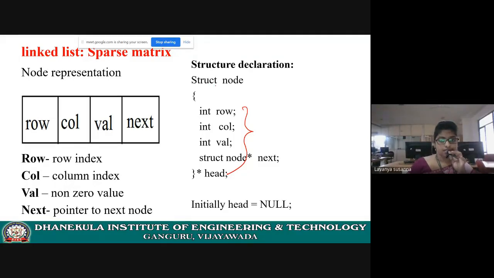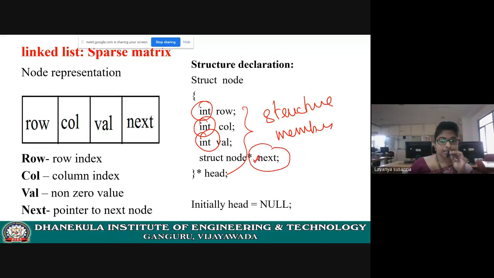Okay, now let us see struct node. Row, col, val, next: all these are called structure members. Int row, int col, int val. Here, row, col, and val all contain integers only, so that's why I have declared them as int. Next is a pointer which contains the address of the next node. What is the type of that node? Struct node only. So struct node star next.